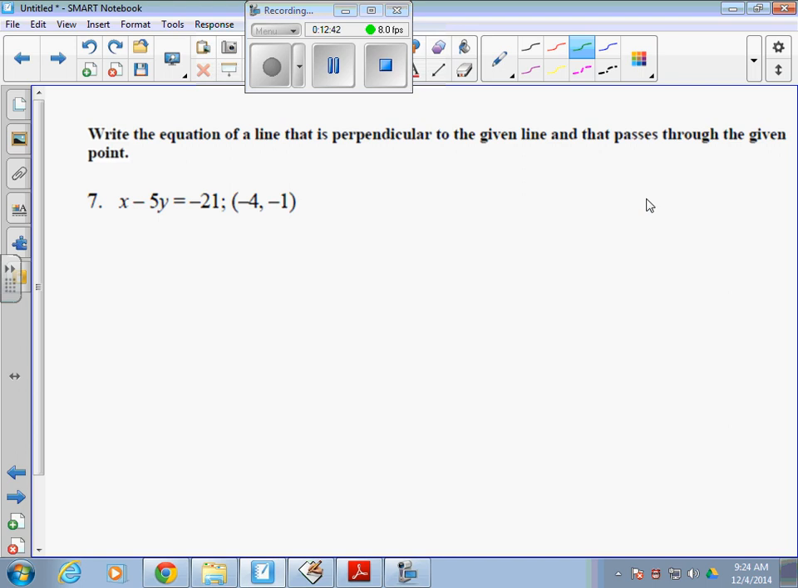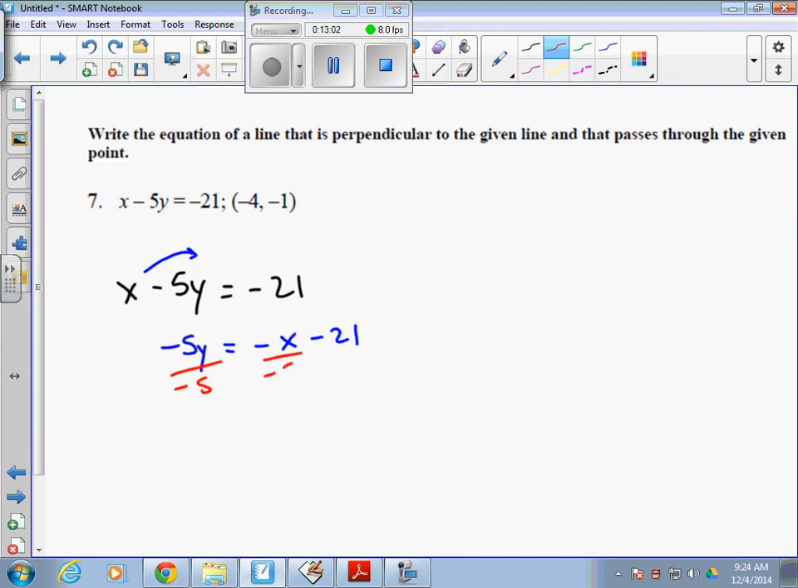Number 7 says to write an equation of a line perpendicular to this one, you have to change the equation x minus 5y equals negative 21. Move x over by subtracting it. It leaves you with negative 5y equals negative x minus 21. Divide by negative 5 on both sides. y equals negative divided by negative is a positive 1/5 x. Plus a negative divided by negative again is a positive 21 over 5.